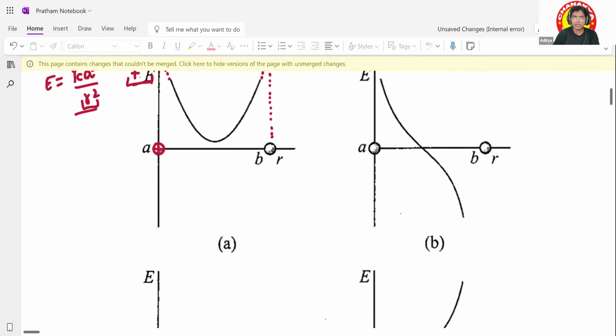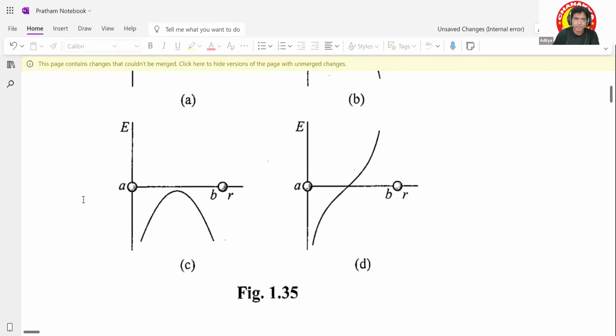I will just try to check. Okay, what about this part? Just check this one, the C part. The electric field is going in the negative direction towards infinity. So A should be negative. Okay, and what about the B? B is also going towards infinity in the negative direction. So it should be all negative, right.